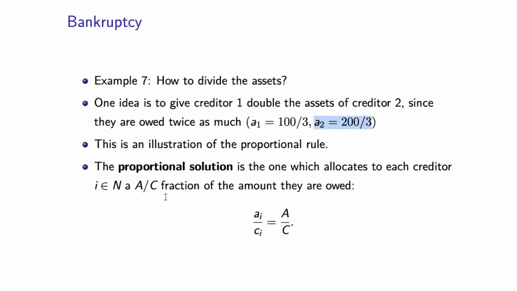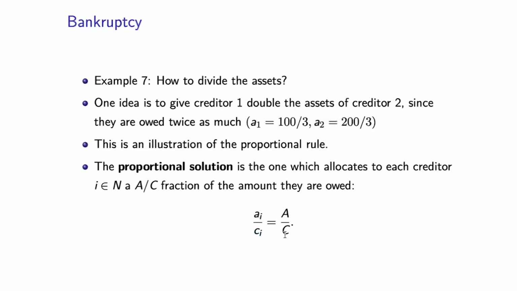So what does the proportional solution say? This solution suggests that we should split the assets in a way in which we allocate to each creditor a fraction A by C of the amount that they are owed, right? So this is the amount that we are finally allocating, Ai. This is the amount that the creditor claims, Ci. So this ratio Ai by Ci is going to be given by A by C, where A is the total assets that are to be dispersed, and C is the total amount of claim, right?